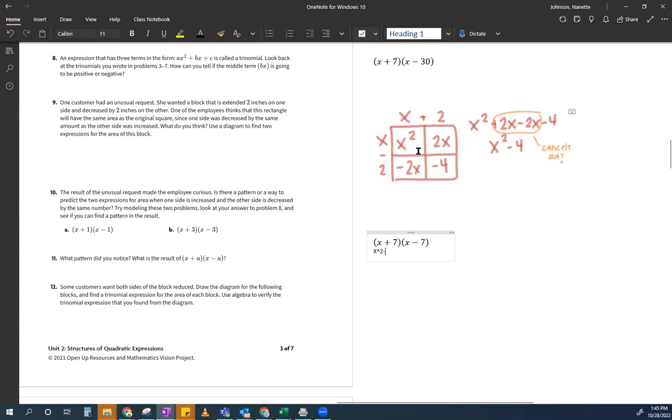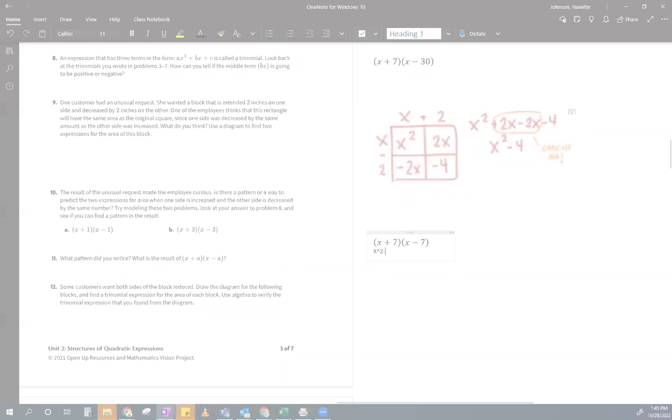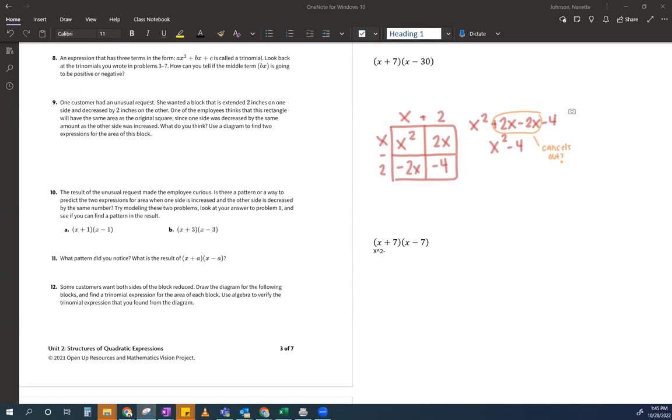Someone put this in the chat. Let me grab it real quick. They said, hey, Miss Johnson, it's just going to cancel out. I'm just going to write it right here. It's x squared minus 49 because they cancel out. The 7x minus 7x, they cancel out.